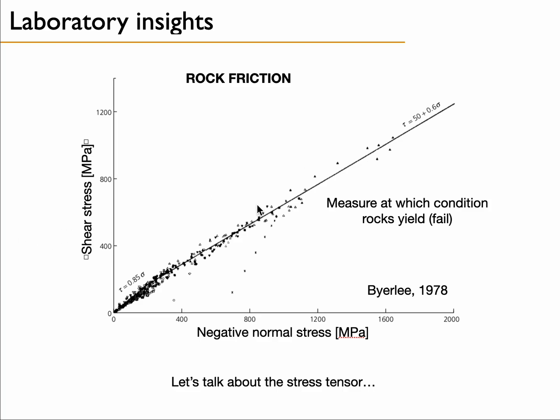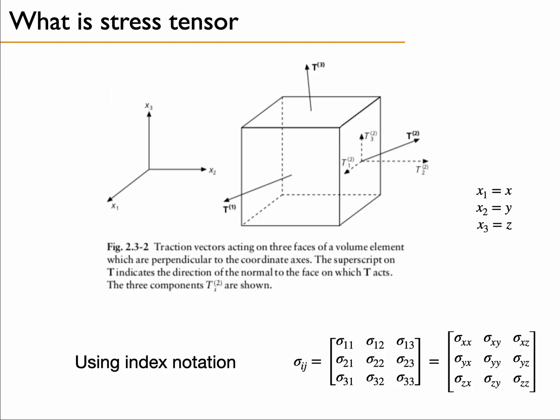So now that we are discussing stress, let's discuss the stress tensor. We will need it in the following steps. So what's the stress tensor? It's basically the representation of a stress state in a three-dimensional volume. So think about an infinitesimally small cube here, and this cube has faces that cut across the x1, x2, and x3 axes. So there is a face which is normal to x1, a face normal to x2, and a face normal to x3.